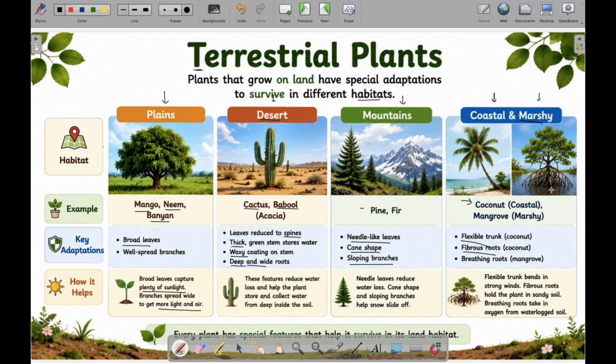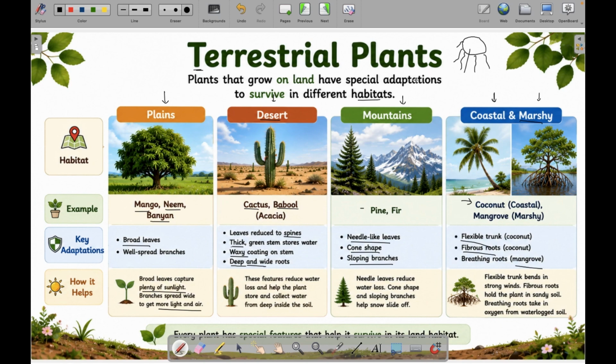So such type of plants, you must have noticed that if you just have a tree, right? It has roots like this. So these are known as breathing roots, right? So they breathe from the air around it. So such type of plants that grow in the marshy region have breathing roots. For example, the mangrove tree, right? So this type of adaptation helps the plant survive in the marshy areas.